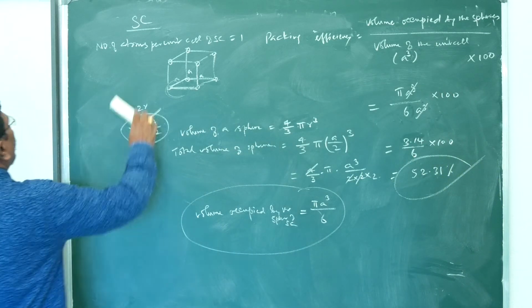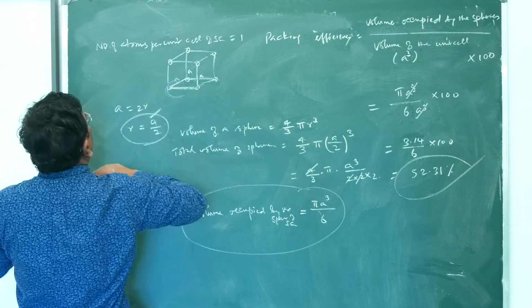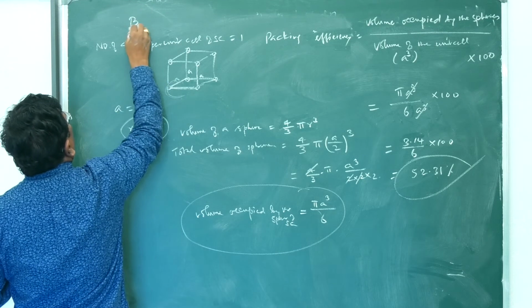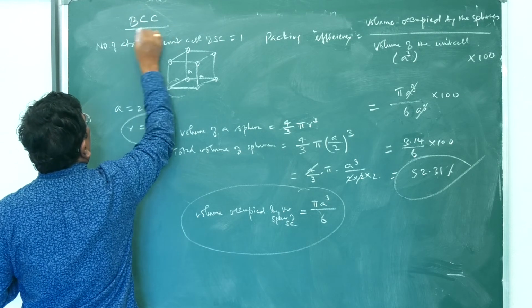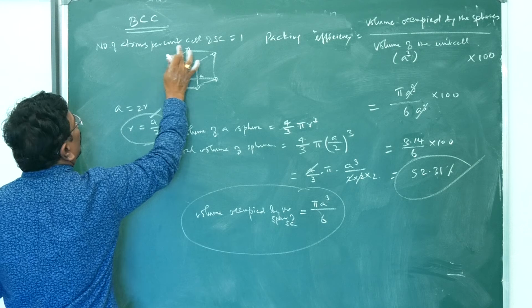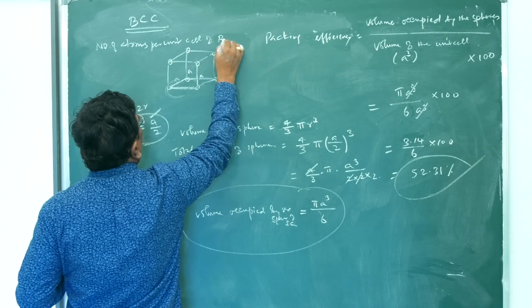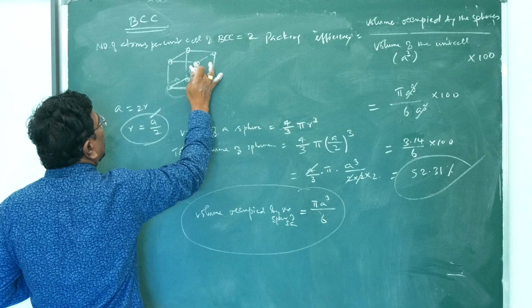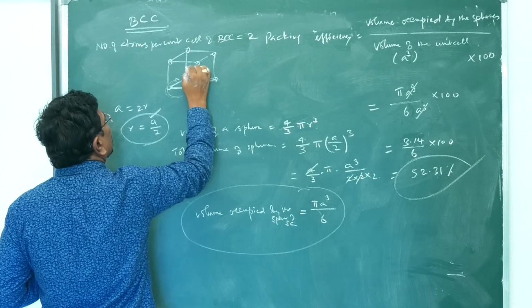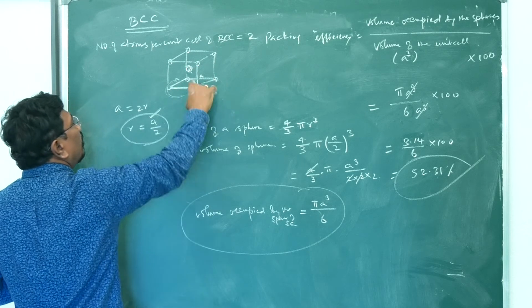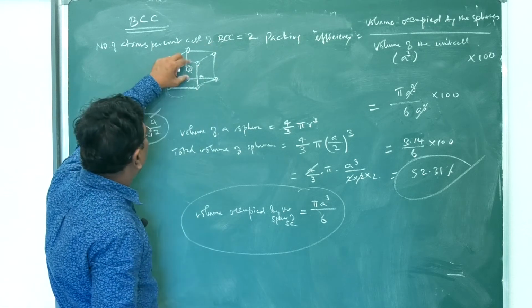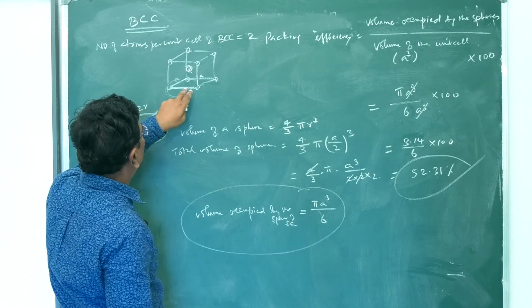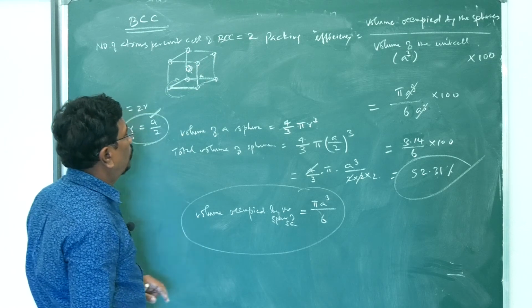If we go in for the body-centered cubic unit cell, the number of atoms per unit cell in a body-centered cubic unit cell is equal to 2. Why? There are 8 corner atoms and 1 atom at the center of the cube. This atom is entirely for this unit cell, so 8 into 1 by 8 plus 1, therefore 2.